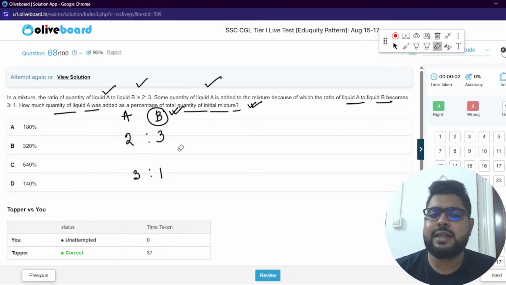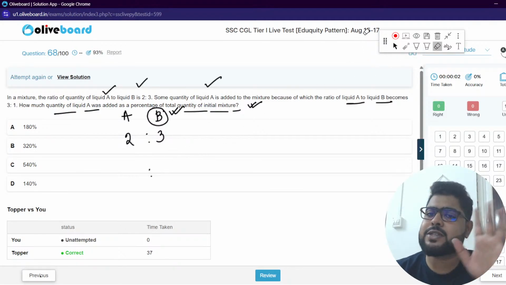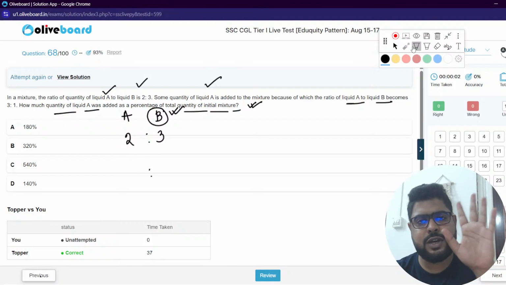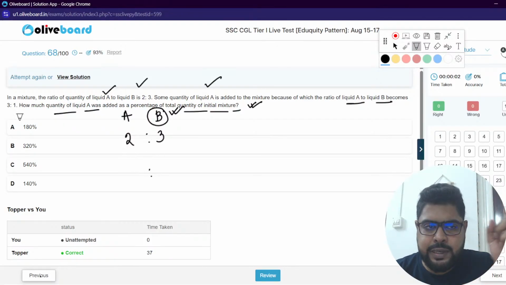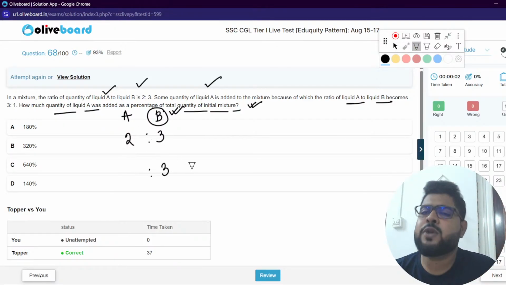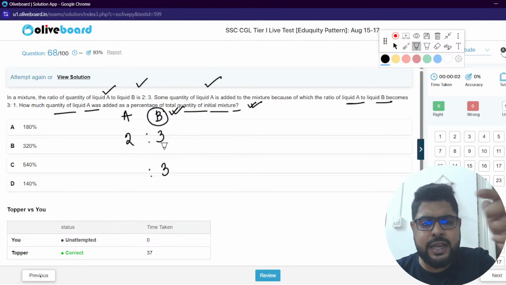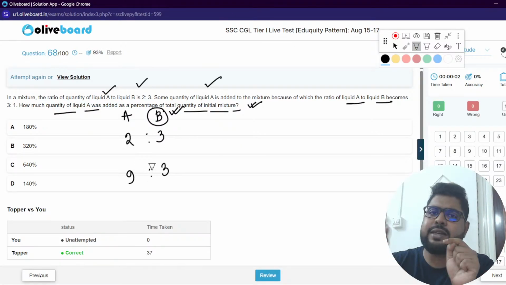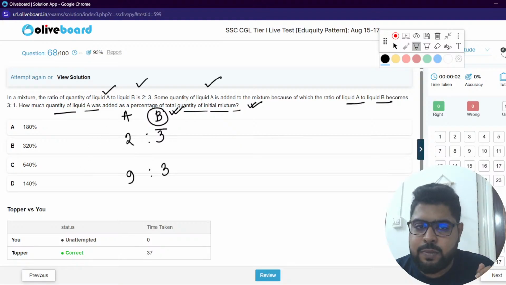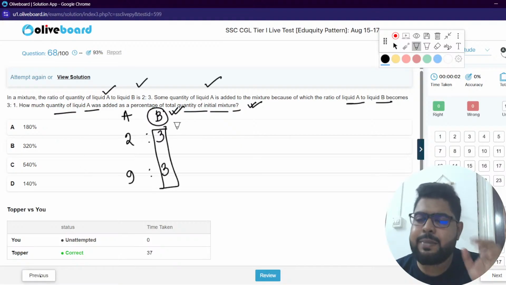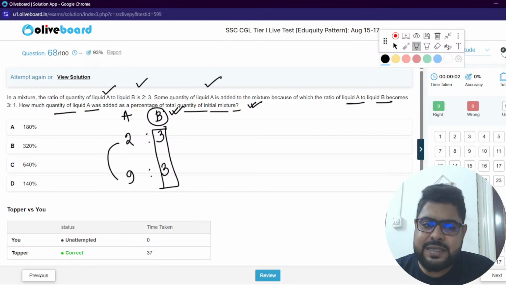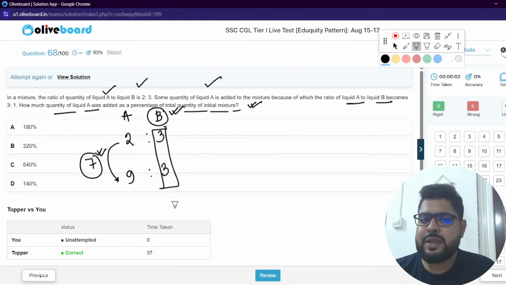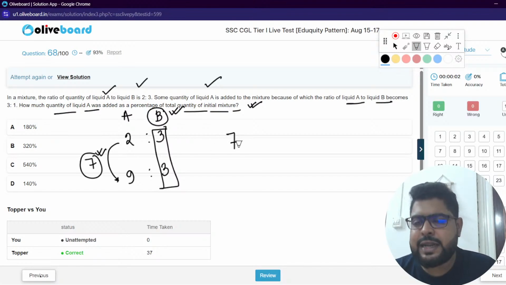Do one thing, sir. In these situations, B was constant. Always ask yourself, what is constant? B. So 3:1, make B equal. 3:1 means 9:3. I'm multiplying the ratio by 3. Why? Because I want to make sure that B remains equal. 3 remains 3. That means this is 9. That means how much quantity I've added? I've added 7 quantity.